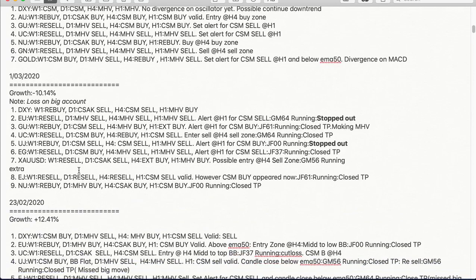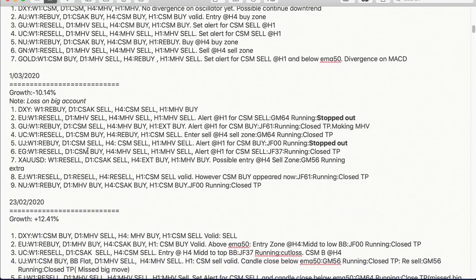For last week, the trading week of 1st March, the growth was negative 10.14%. This is due to the stop out on the bigger account. So we have 2 big accounts which happened to stop out last week.